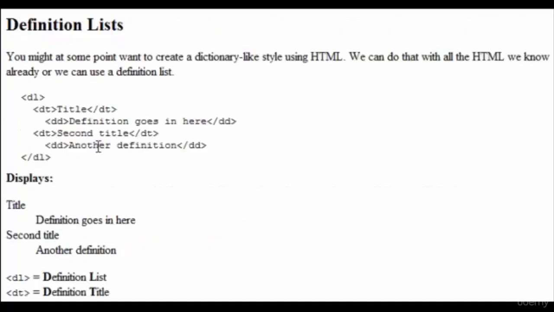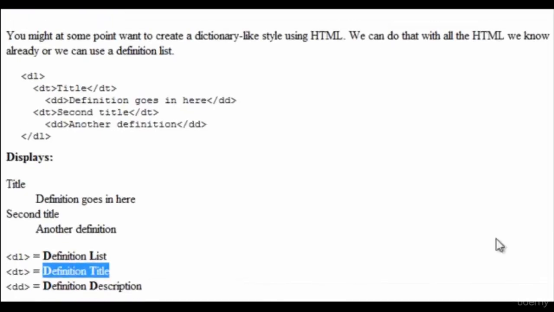Definition lists. You might at some point want to create a dictionary-like list using HTML. We can do that using all the HTML we already know, or we can learn some new HTML and create a definition list. Now here's what a definition list looks like. We open it, DL, which is definition list, DT, which is our definition title. For example, if you wanted to define the word dog, and our DD, which is our definition description, which could be a little furry pet.